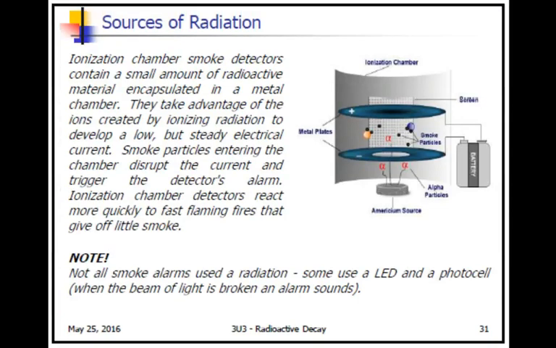This slide here talks about an ionization chamber. It says ionization chamber smoke detectors contain a small amount of radioactive material encapsulated in a metal chamber. They take advantage of ions created by ionizing radiation and develop a low but steady electrical current. So this is talking about the smoke detector. Smoke particles entering the chamber disrupt the current and trigger the detector's alarm. So if the smoke particles end up ionizing the particles in the smoke detector, then you would know that there is a lot of smoke, which means that there could be a fire.